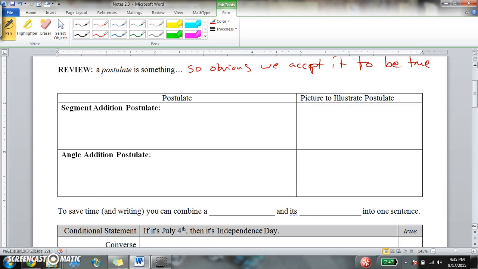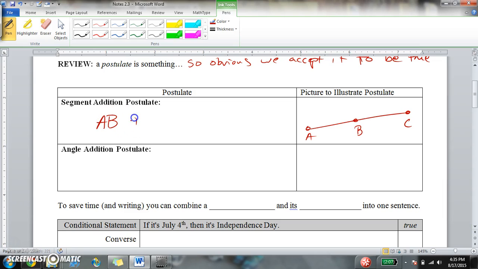The first was the segment addition postulate, which basically said if I've got a segment like this, A, B, C, then the segment addition postulate says the distance between A and B plus the distance between B and C equals the distance all the way from A to C.